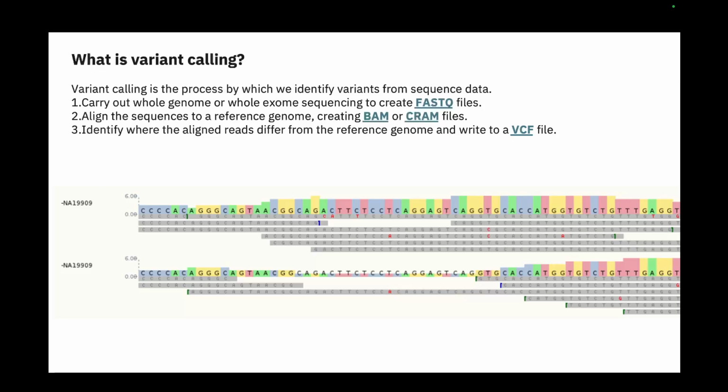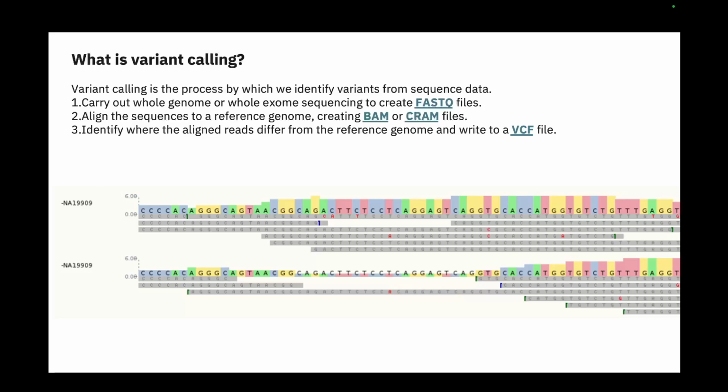So what we do is we carry out whole genome sequencing or whole exome sequencing, using different types of technologies we discussed before: Illumina short read, or PacBio or Oxford Nanopore long read, or different types of array data as well. But in this case, we'll talk about mostly whole genome data. So, whole genome or whole exome sequencing data, and we get the reads in the form of FASTQ files.